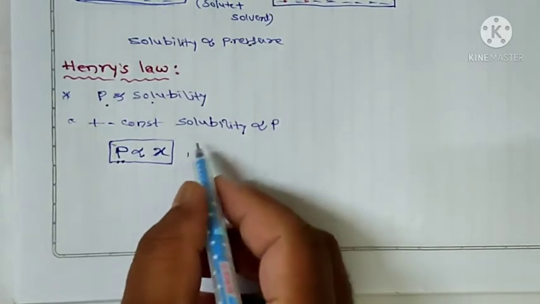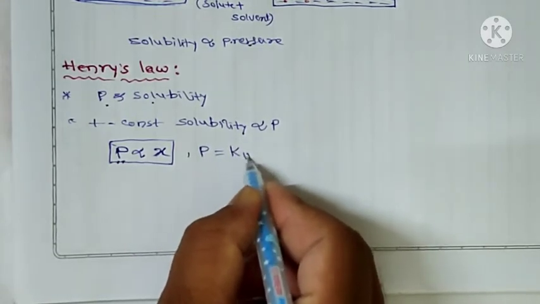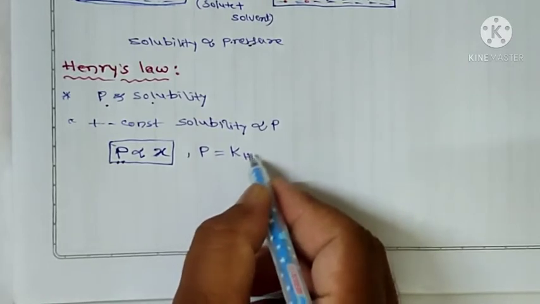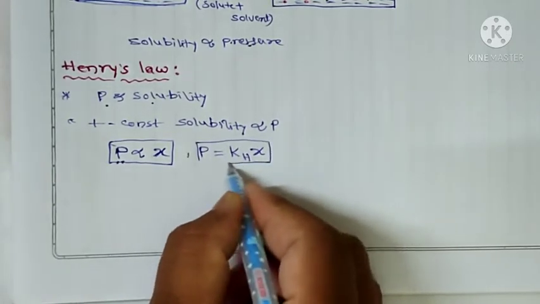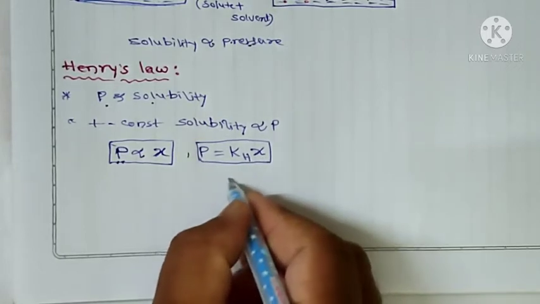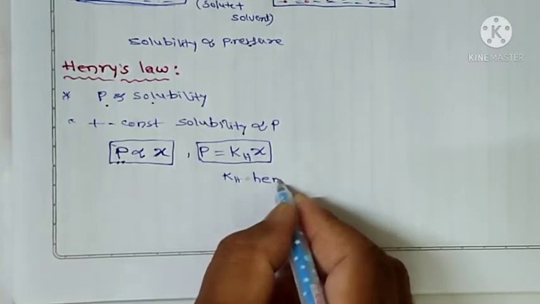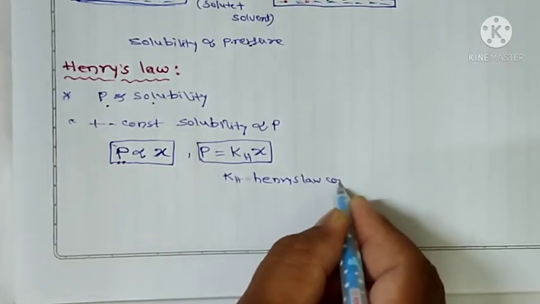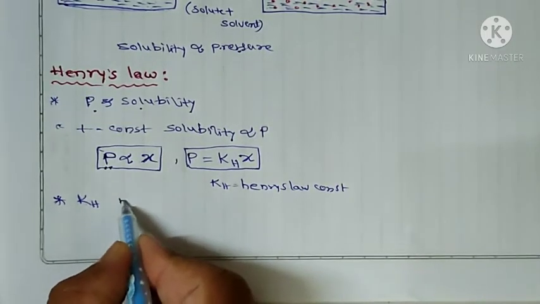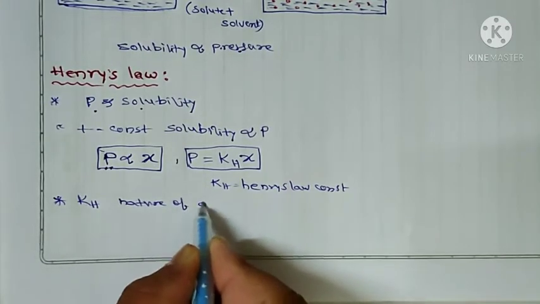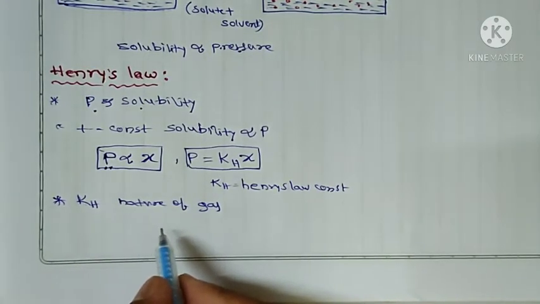So here, if you take one constant, P is equal to kH into x, where kH is the Henry's law constant and x is the mole fraction. So P is equal to kH times x. Here kH is the Henry's law constant, and the kH value depends upon the nature of the gas, because different gases have different kH values.